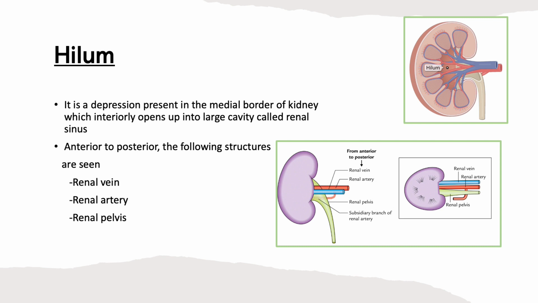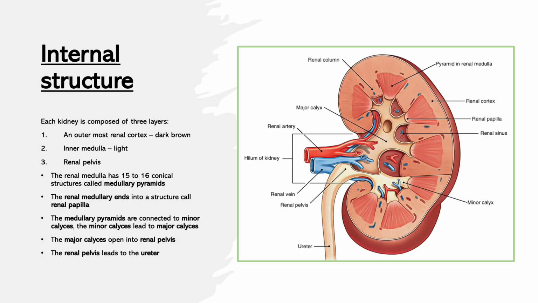It is a depression present in the medial border of kidney, which interiorly opens up into large cavity called renal sinus. Anterior to posterior, the following structures are seen: renal vein, renal artery, renal pelvis. Now let us take a look at the internal structure of the kidneys. Each kidney is composed of 3 layers.